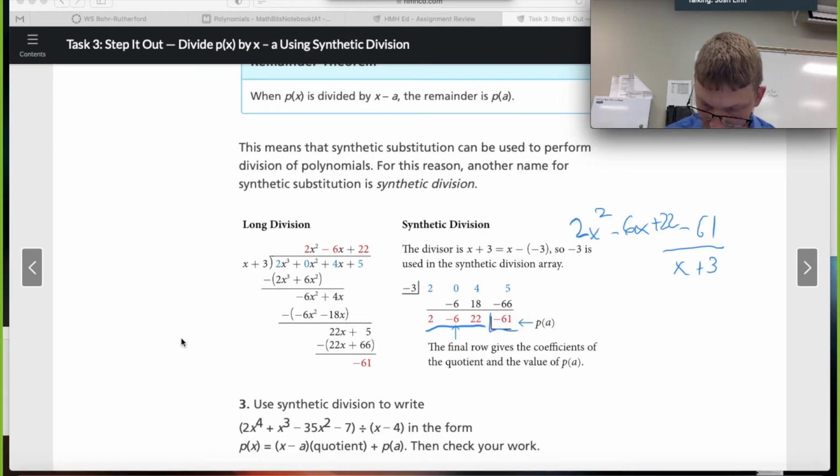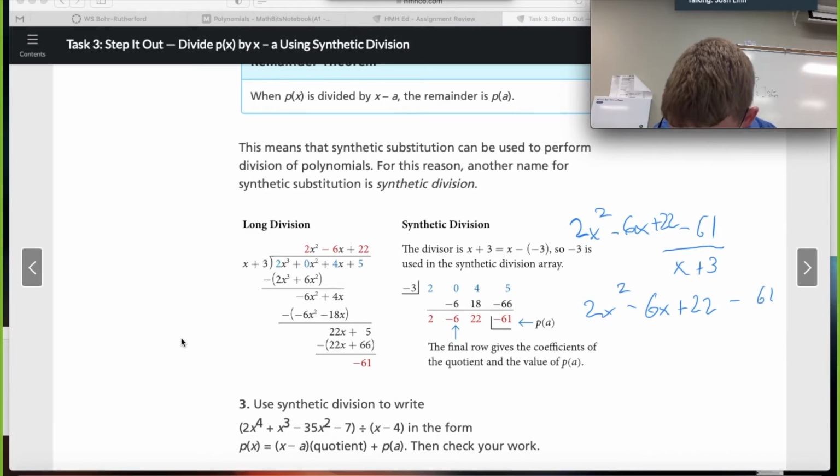And you can do it backwards. So you've got your x to the 0th term, or just your regular number, your x term, and then your x squared term. So our answer ends up being, let me write it a little bit nicer, 2x squared minus 6x plus 22 minus the remainder, which is 61 over x plus 3.